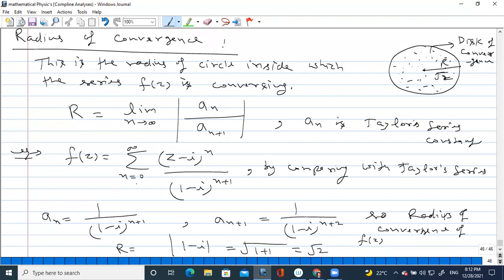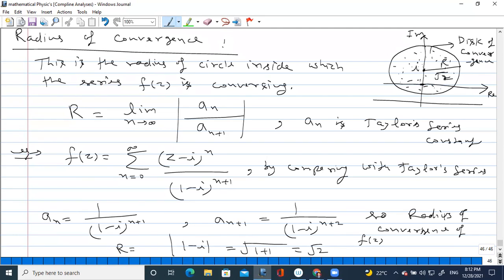Now, this is about the point i, so the center is not the origin. Understood? Your point is i. If I draw the Argand plane here, this is your imaginary axis, and because i is on the imaginary axis, its magnitude is 1 and this radius is under root 2. So actually here will be the second axis.